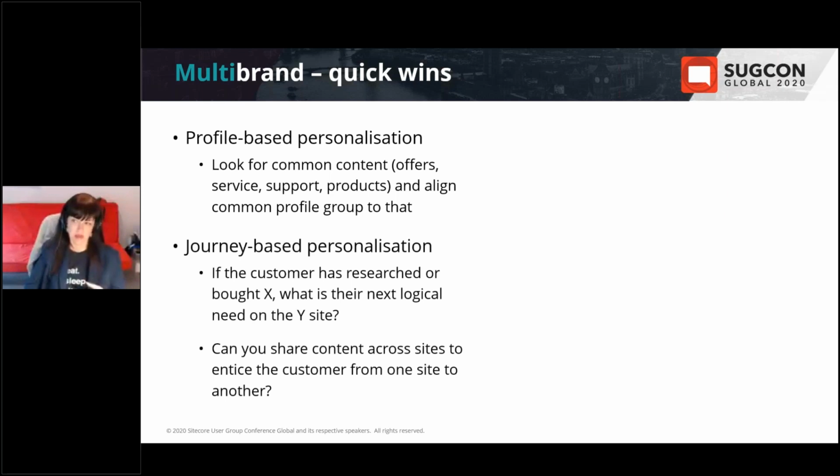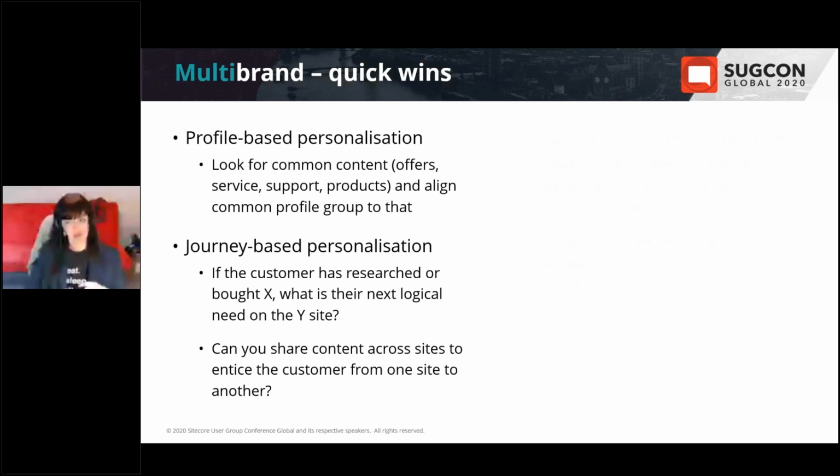Journey-based personalization. Think it through. If the customer has researched or bought X, what is their next logical need on the Y site? And also think about, can you share content across these sites? And to entice the customer from one site to another, if there's something that you've got that says, hey, if you use this product from X brand and you use this product from Y brand, together you're going to get a really good result, then share that content across both sites and try and get people to link back and forth from one site to another.